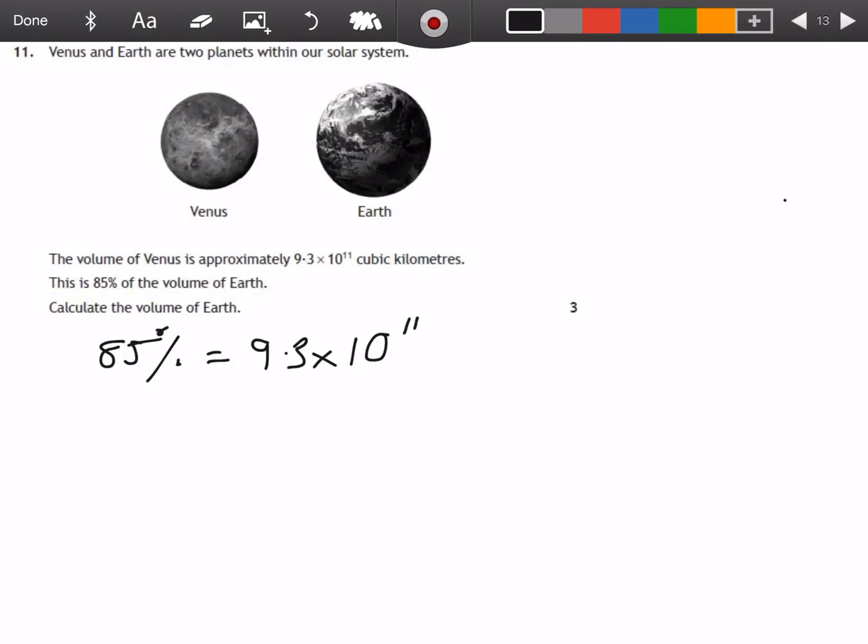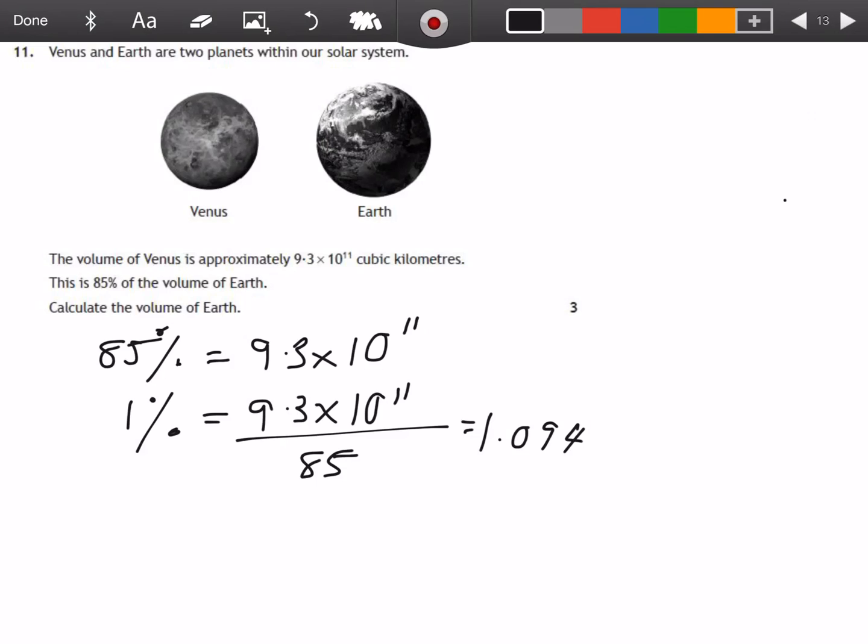There's a couple of different ways you can do this, okay? So if you wouldn't have done it like this, then do it your own way, just double check the answer. What I'm going to do is find out what 1% is. If I know that this represents 85%, if I divide that by 85, that will tell me what 1% is. This value, I'm just going to write it down, it's approximately, that's what it is on the calculator.